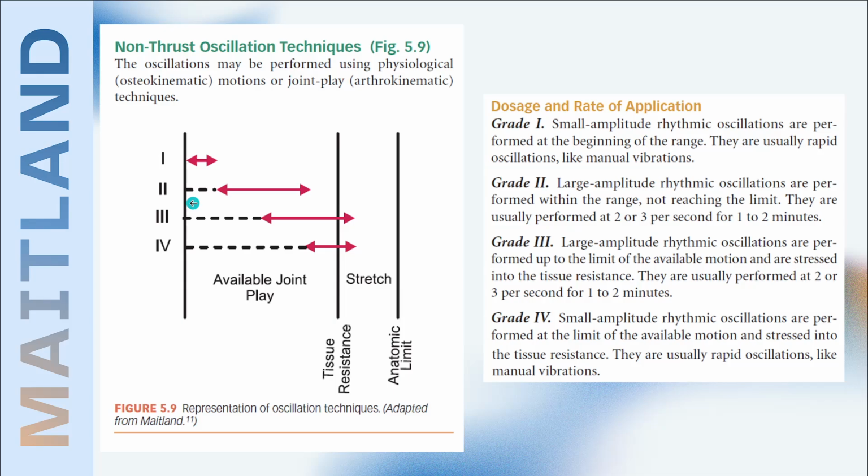Now, it's performed within the range. So you're now not at the beginning, you're within the middle of the range. This time it's large. So let's say you distract to the middle of the range, within the range, and you apply large oscillations, vibratory. So usually you perform 2 to 3 oscillations per second for 1 to 2 minutes.